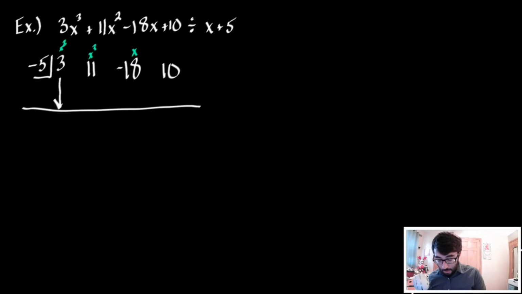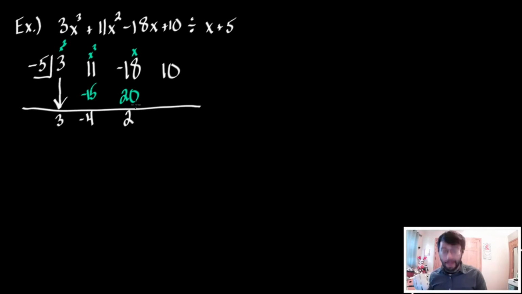Now we always bring down the first number, remember, and now we multiply this number below the line by the number in the box. In this problem, that's going to get us -15, and we put that in the next place, and then we add. So we're going to add 11 to -15, that's going to get us -4, so -4 comes below the line, and now we're going to multiply by the number in the box, so -4 times -5 is +20, so we put that in the next spot. We add -18 plus 20 is 2.